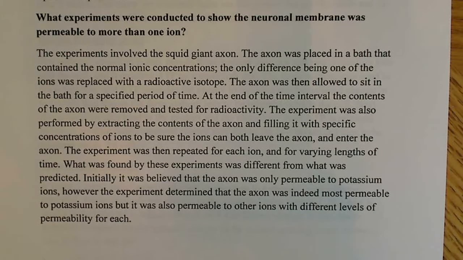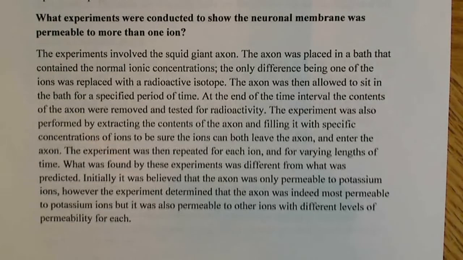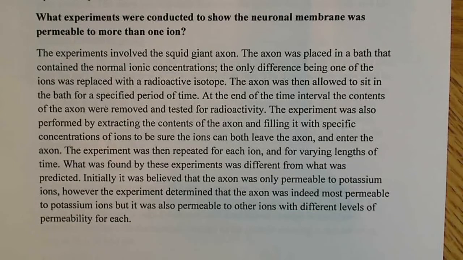The experiments involved the squid giant axon. The reason they used the squid giant axon was because it's really big. If you have an intuitive idea of how big an axon is, they're quite small, and in this case this provided something that was really easy to work with, plain and simple. So the axon was placed in a bath, and this bath contained the normal ionic concentrations of the various ions, the standard concentrations you would find under normal physiological conditions. So it had potassium, sodium, chloride, etc.